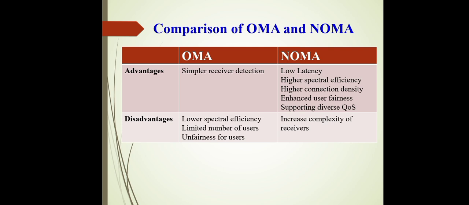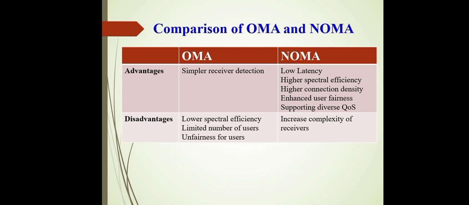So we have seen here that the NOMA system is performing better because it has low latency. It means the delay in the transmission of data from one point to another point is low. It is a faster service. It has a fast data rate, higher spectral efficiency, higher connection density, increased user fairness, and support for diverse quality of service. These are the advantages.